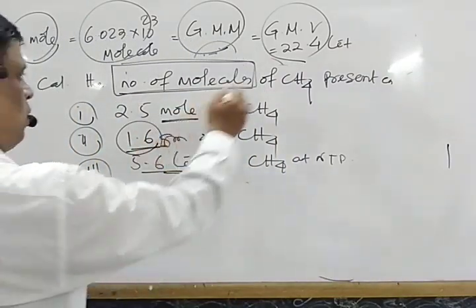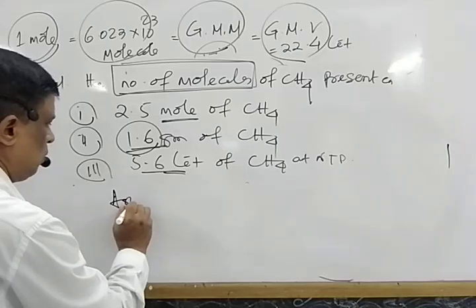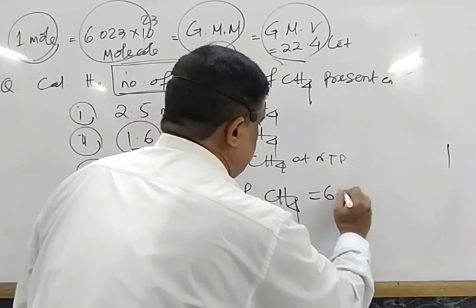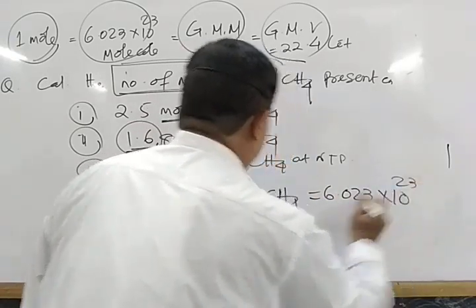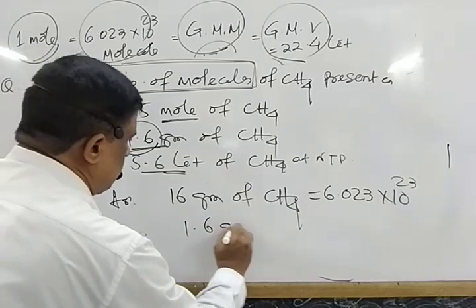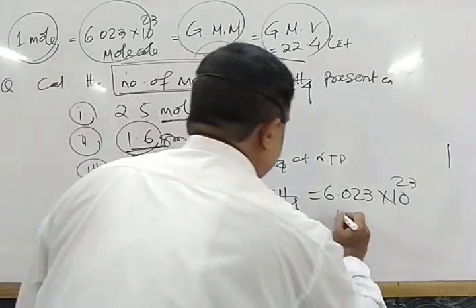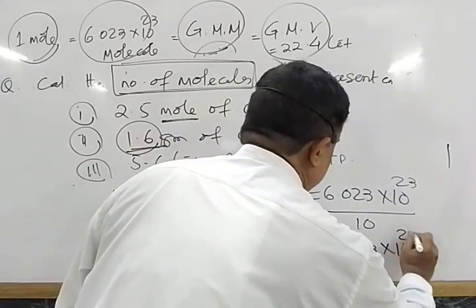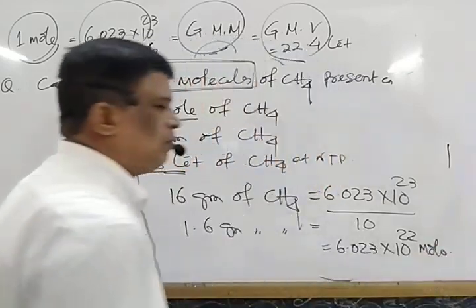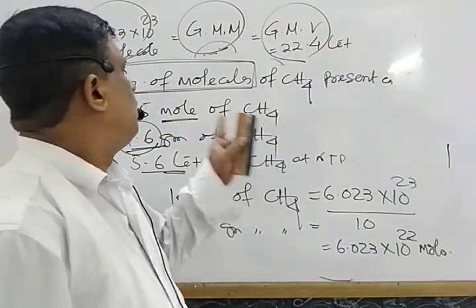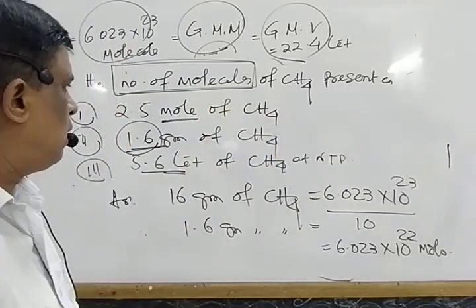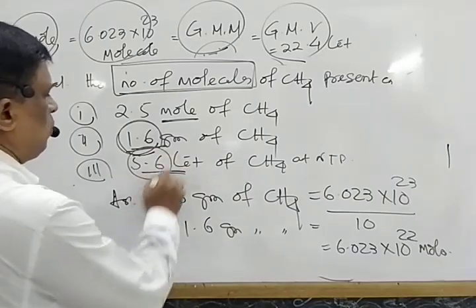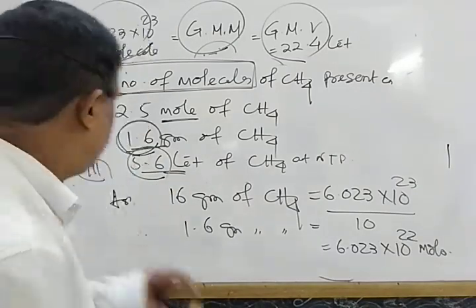That is gram. For CH4 we know that, answer B2: 16 gram of CH4 contains 6.023 into 10 to the power 23 molecules. Therefore, 1.6 gram of CH4 contains this much by 10, that means 6.023 into 10 to the power 22 molecules. So first we calculate number of moles with molecules, then we calculate mass with molecules. Next, third, we calculate volume with molecule. Mark the relationship.